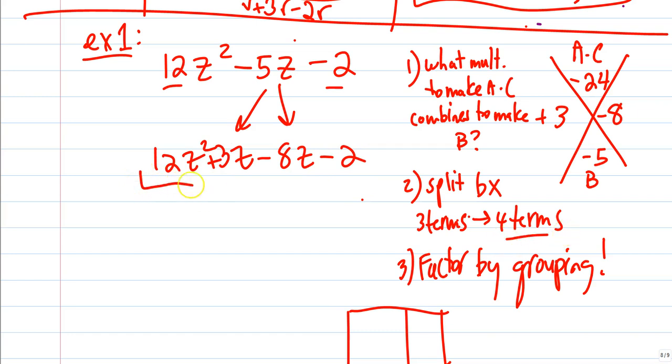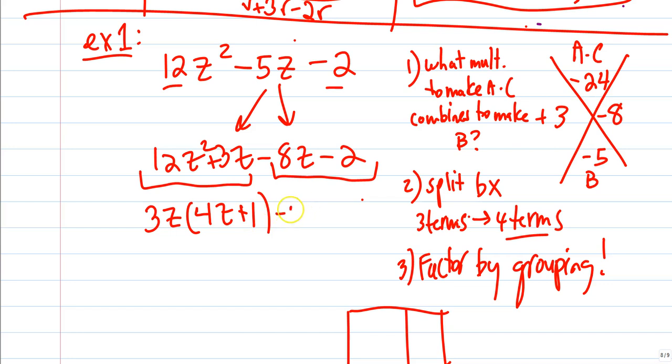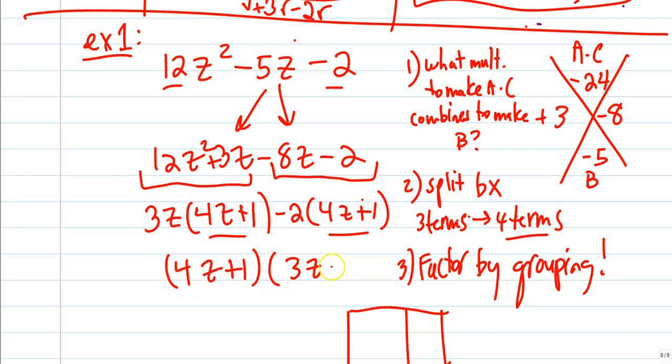Factor by grouping. Group the first 2, group the second 2. The first 2 have 3z in common. 12z squared and 3z are both divisible by 3, and they both have a z, leaving us with 4z plus 1. Negative 8z minus 2, they are both divisible by a negative 2, leaving us with 4z plus 1. Now that I have 2 terms, those 2 terms have 4z plus 1 in common. 4z plus 1 times 3z minus 2.